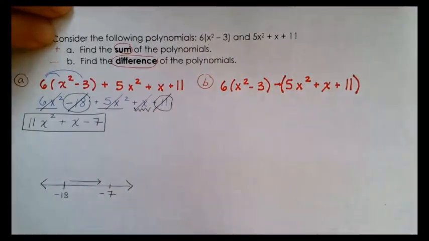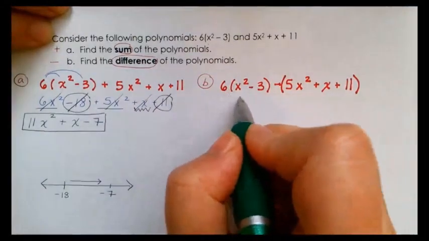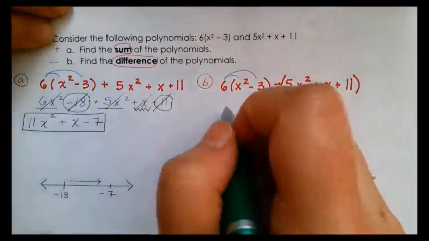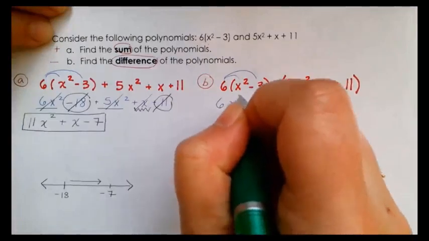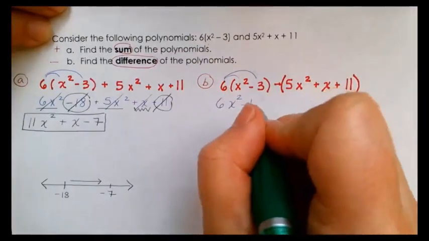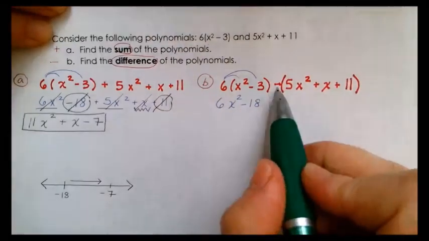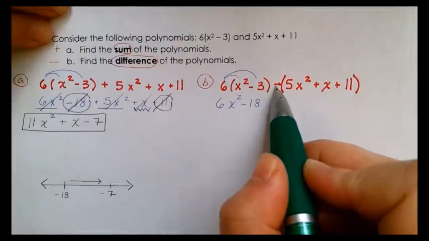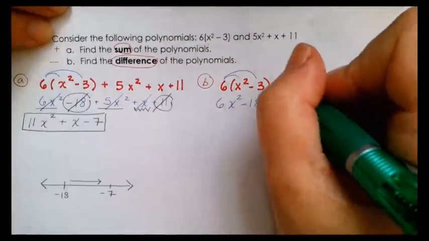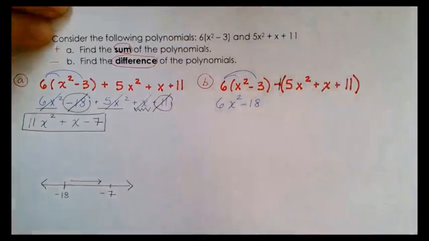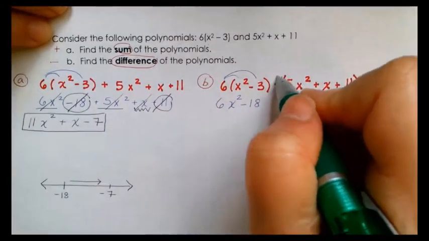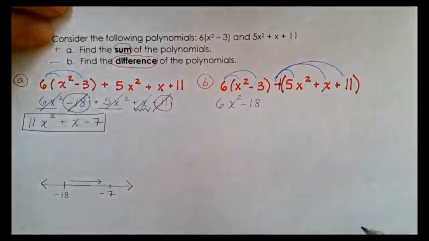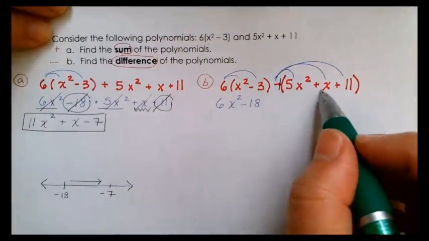First step, just like we did in the last one, we have to distribute the 6 because we want to get rid of the parentheses. So if we distribute, we're going to get the same thing we got before. 6x squared, 6 times negative 3 is minus 18. And now we have another set of parentheses. To get rid of those, we have to distribute this negative. Now that negative isn't just a negative, there is that little invisible 1 in front of the parentheses. So we're going to multiply every term. We're going to distribute the negative to every term, which will end up changing the sign at each one of these terms.